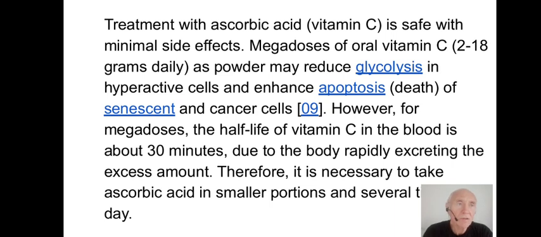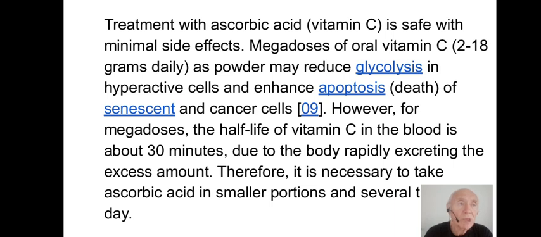It is because we cannot get a concentration of vitamin C in our blood high enough to lead to apoptosis of the senescent cells. However, for mega doses, the half-life of vitamin C in the blood is only about 30 minutes due to the body rapidly excreting the excess amount. Therefore, it is necessary to take ascorbic acid in small portions and several times a day.